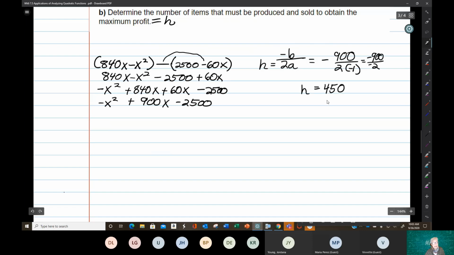Let's find out what that is. So K is your max profit. Negative 450 squared plus 900 times 450 minus 2,500.